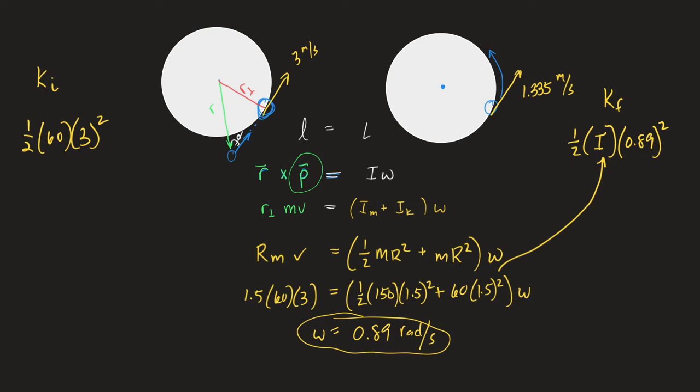We can do the same thing with the right-hand rule to prove that after the collision, the merry-go-round is going to spin out of the board towards you.